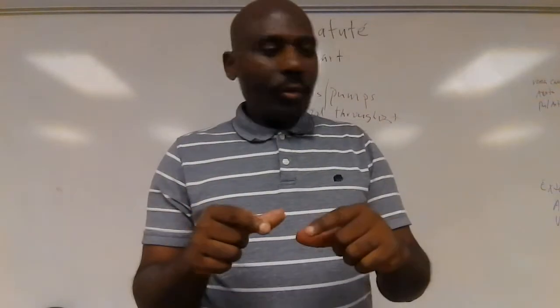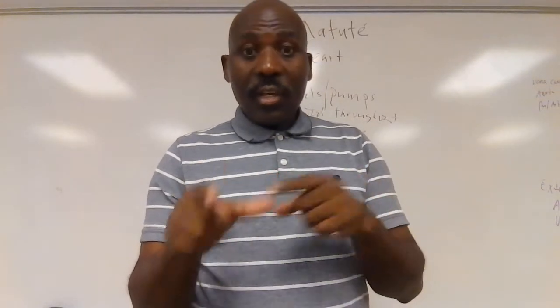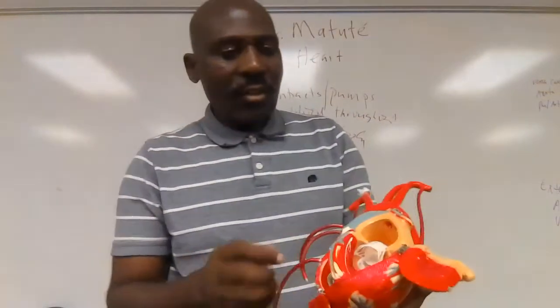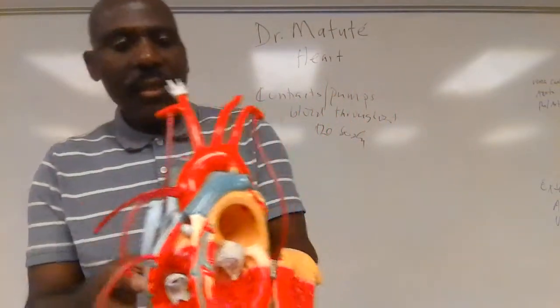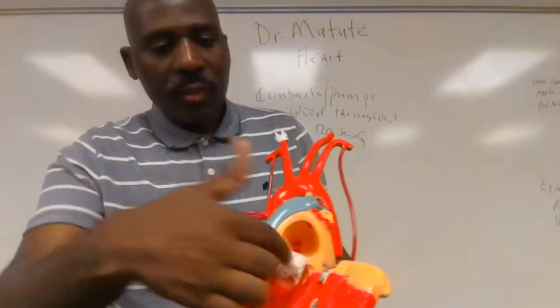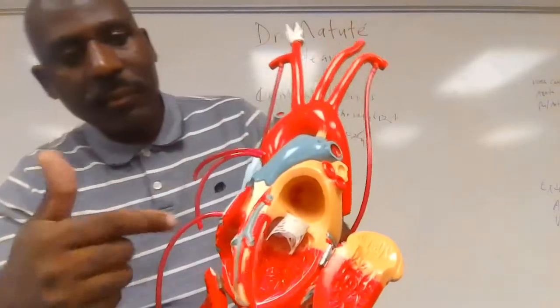Now, let's go on. We are done with the external anatomy of the heart. Let's go inside the heart to see what it looks like in there. The heart has 4 chambers: 1, 2, 3, 4. You can see that.